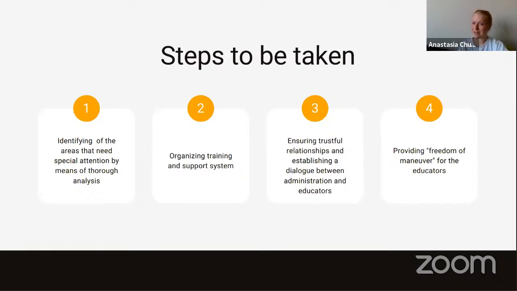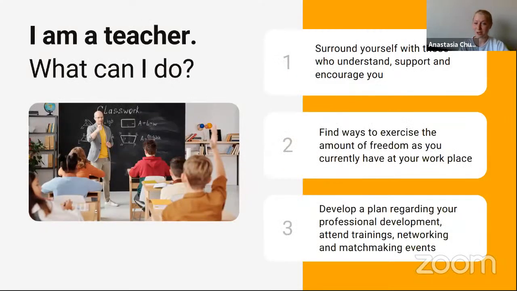Now, what I'm expecting from you now is a question: okay, Anastasia, that's cool, but I'm a teacher, what can I do? So what can the teachers do if the school is not cooperative, or if they're in their closed area and they don't know what to do? So first of all, surround yourself with those who understand, support, and encourage you. Find your support group. Find teachers who think alike.